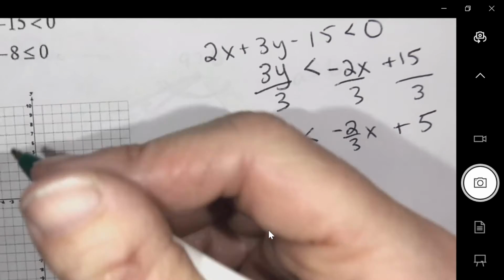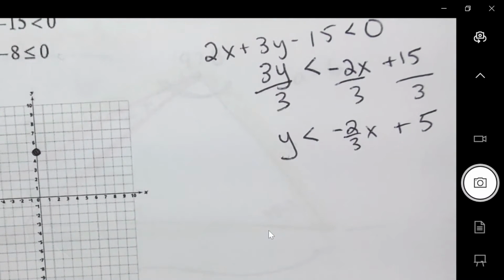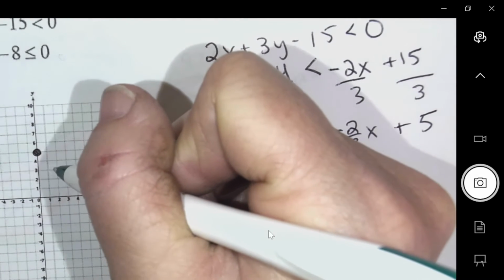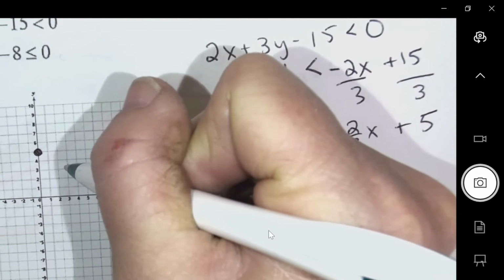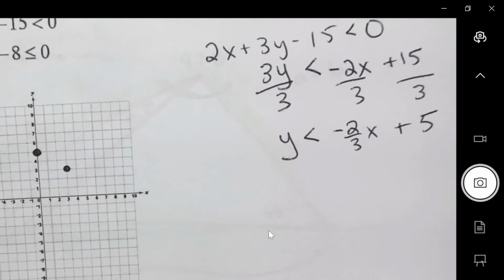Okay, so I'm going to graph. I'm going to put a y-intercept at 5. And now I'm going to go a slope down 2, right 3. So there's 2 points that are on my line.